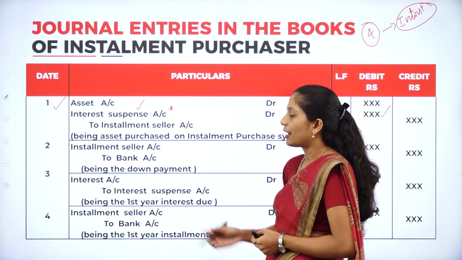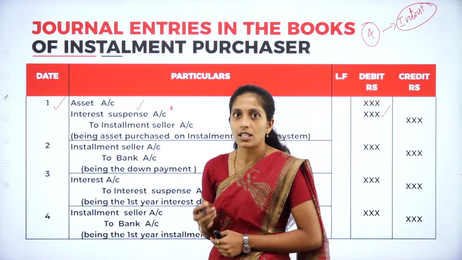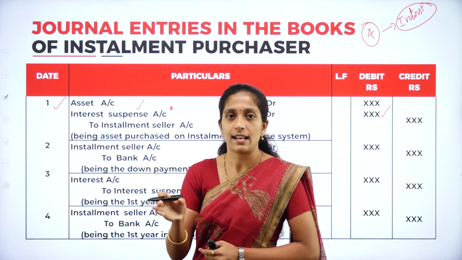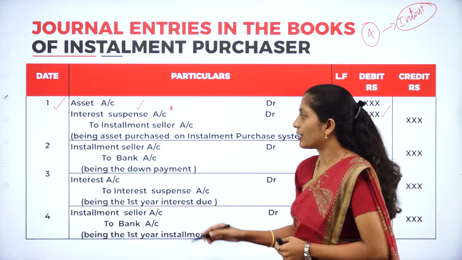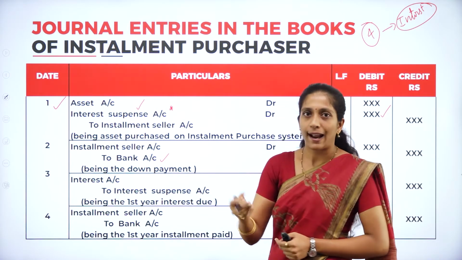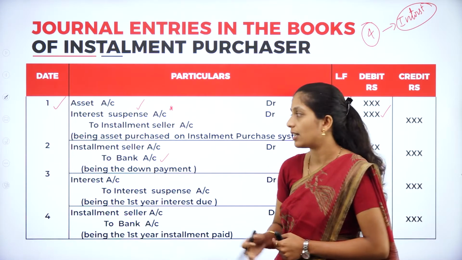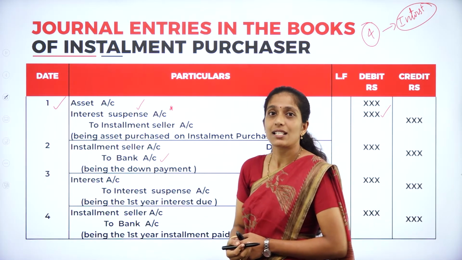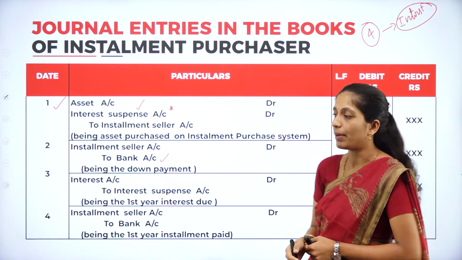So what is the entry? Installment seller account debit to bank account. Why are you debiting the installment seller? Because here the installment purchaser is paying the amount to the installment seller, right? Why are you crediting the bank account? Because cash or bank goes out from the hire or installment purchaser. So the entry is installment seller account debit to bank account, being the down payment made.